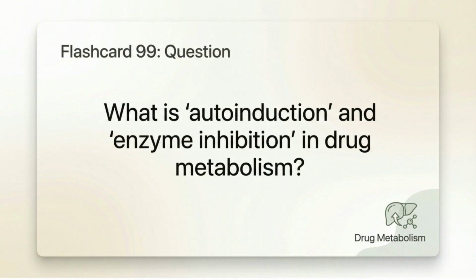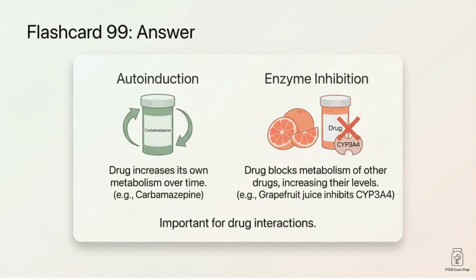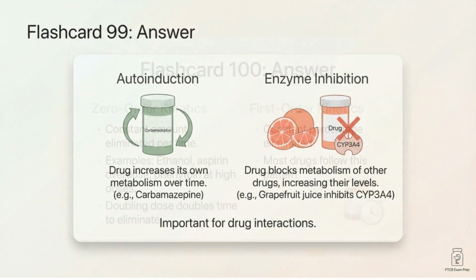Flashcard 99 question, what is autoinduction and enzyme inhibition in drug metabolism? Autoinduction means a drug increases its own metabolism over time, like carbamazepine. Enzyme inhibition means a drug blocks the metabolism of other drugs, increasing their levels, such as grapefruit juice inhibiting CYP3A4. These are important for drug interactions.